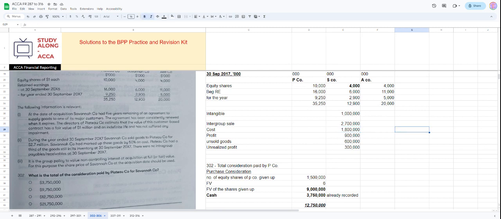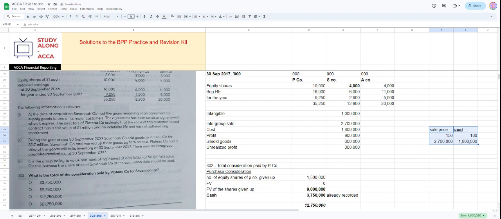If we calculate it, we can do it this way also. Suppose our cost is 100, and because we have a 50% markup, 150 will be our sale price. This is how we calculate if we are given this kind of question. So now we know that our sale price is 2.7 million. So what we do is cross multiplication. 2.7 multiplied by 100 and divided by 150, we will get 1.8 million.